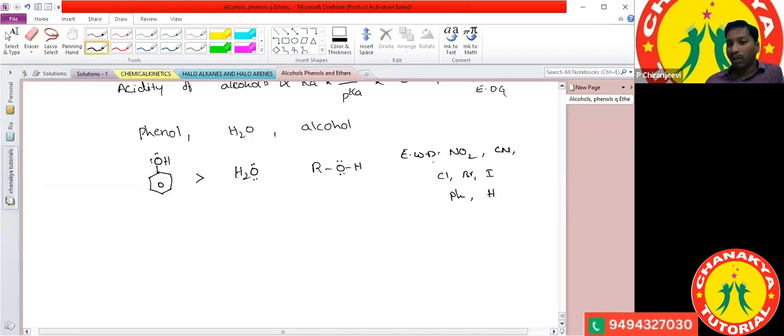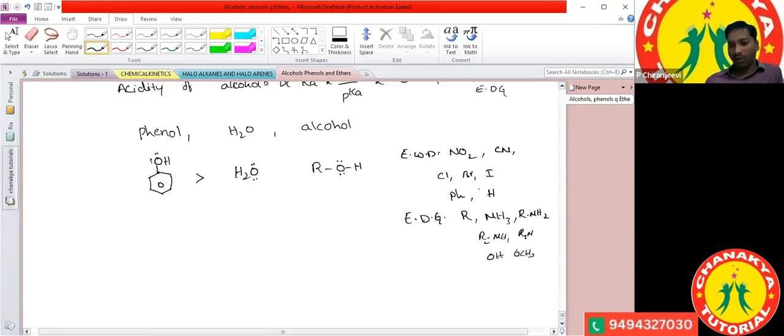Now, as electron withdrawing groups increase, the acidic strength increases. Electron donating groups are the alkyl group R, and amines: primary amine, secondary amine, tertiary amine. That is R-NH2, R2-NH, R3-N, OH, OCH3. All these are electron donating groups.